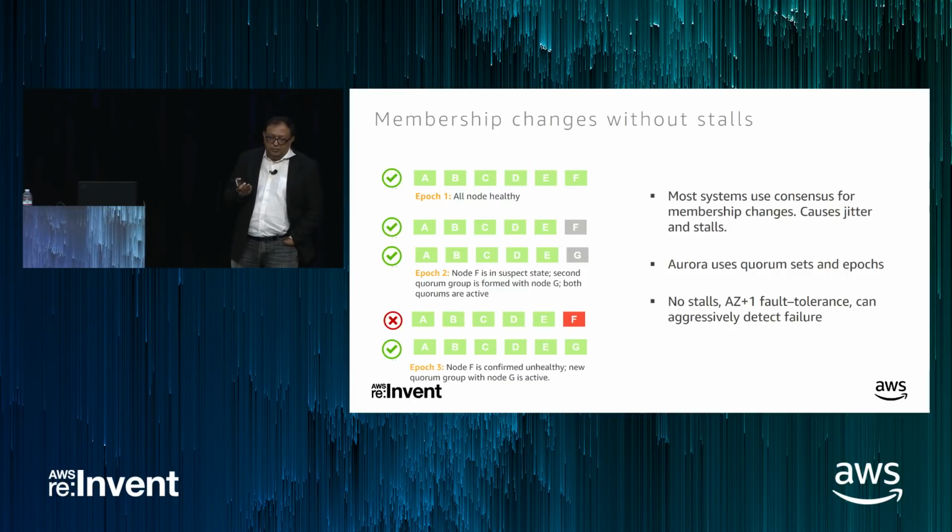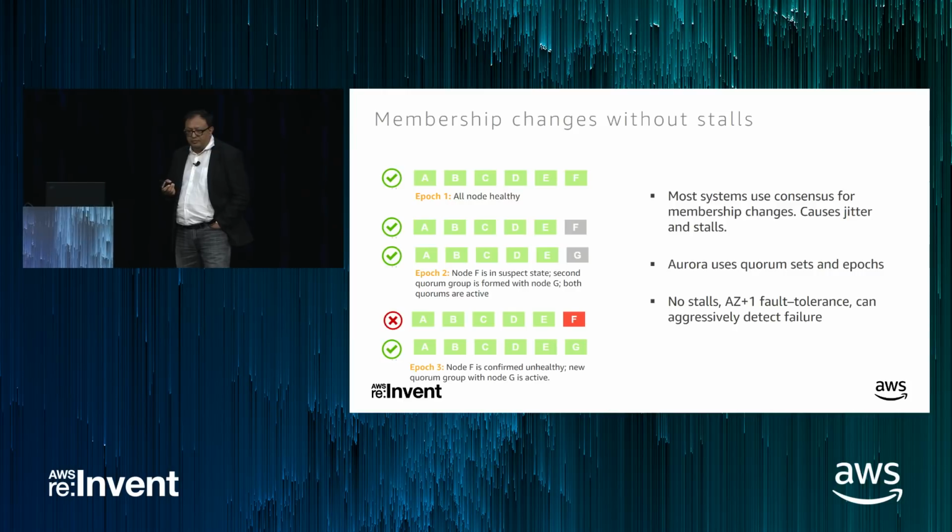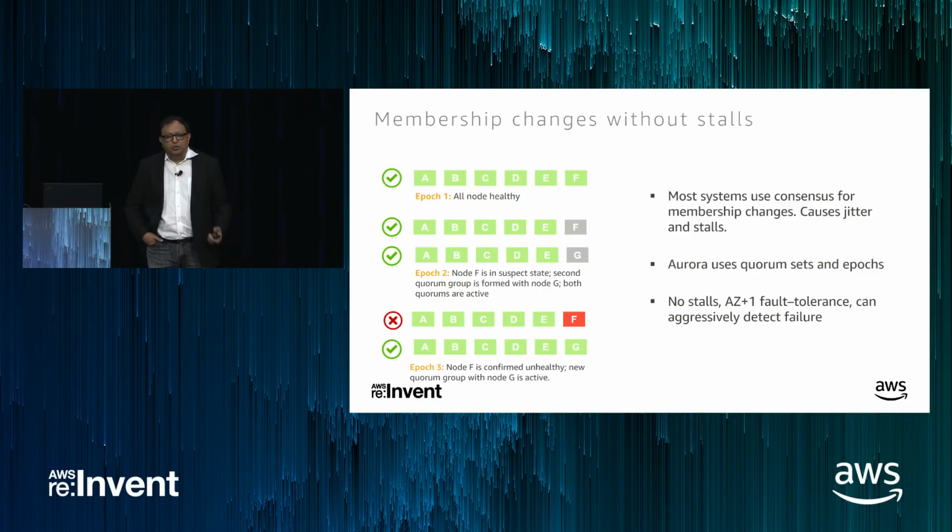Another interesting thing that I think is novel with Aurora, I'm not sure, is that you can do membership changes without stalls. One of the problems that would occur when I start doing all of these small segments, and I'm talking about failures happening, failures become more common. So I can't really manage changes to the membership in my quorum easily, right? In most systems, you're doing something like a Paxos protocol to deal with a membership change. We don't. We use quorum sets.